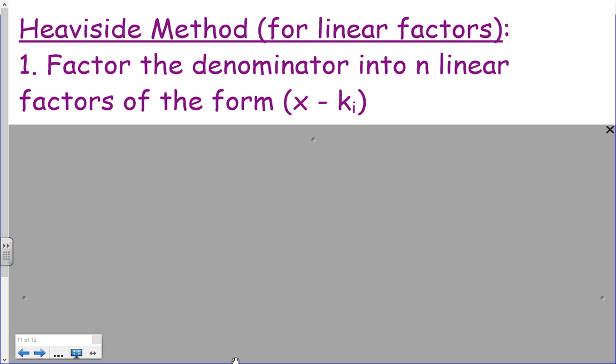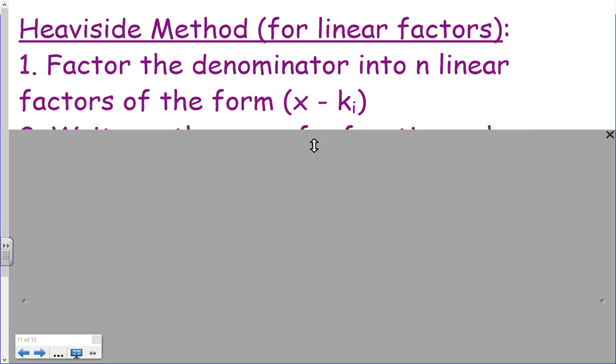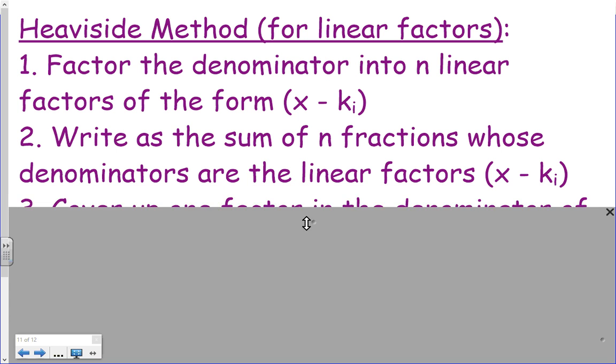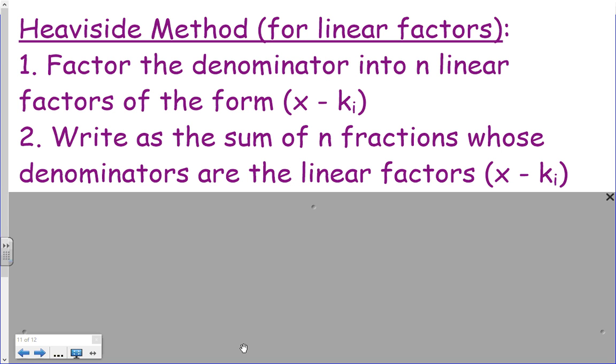If you can factor the denominator into n linear factors of the form x minus k sub i, which we already had in our previous example, we had x plus 4 and an x minus 7. Linear factors. And then if you can write it as the sum of n fractions whose denominators are the linear factors, x minus k sub i, which again we did that. We were able to write this as some number over x plus 4 plus some number over x minus 7.